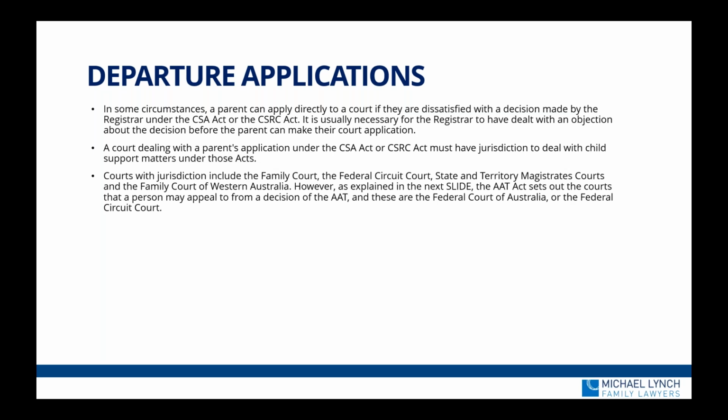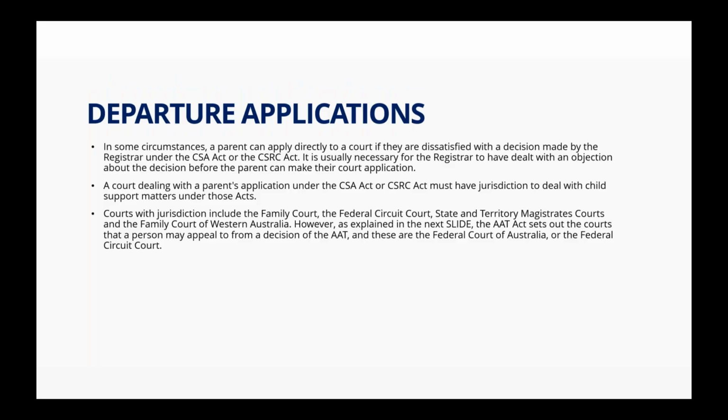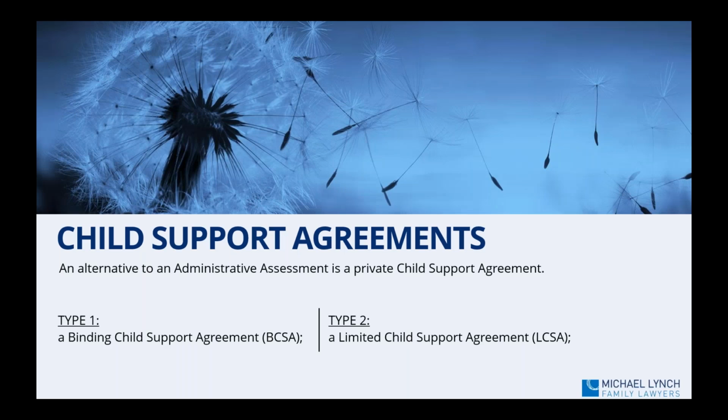The other option and alternative for your clients is entering into a child support agreement. So a child support agreement means that the administrative assessment and the involvement of the Department of Human Services is placed to the side, and the parties then enter into these private agreements, which either can be registered with the Child Support Agency or also registered with the court. There's two types of agreements. One is called a binding child support agreement, and the other is a limited child support agreement.